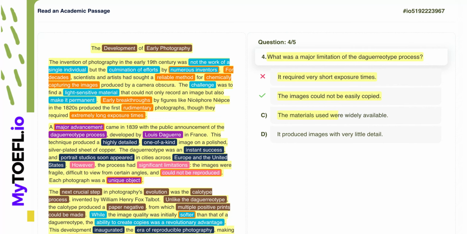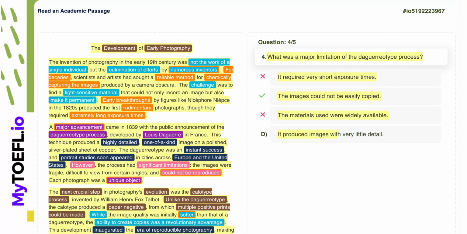Let's move on to option C. The materials used were widely available. First, being widely available would be a strength, not a limitation. Second, the passage doesn't say anything at all about whether the materials, like silver-plated copper sheets, were widely available or not. The text doesn't support this. Incorrect.